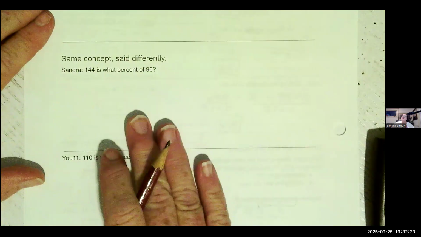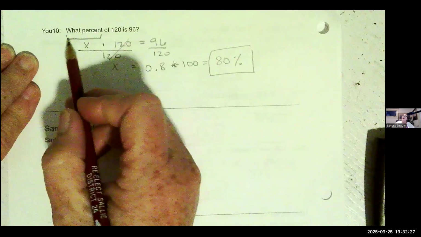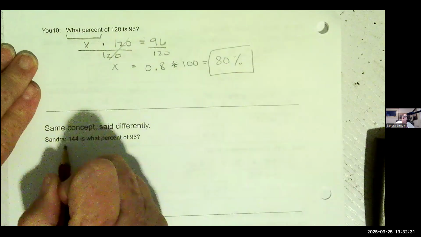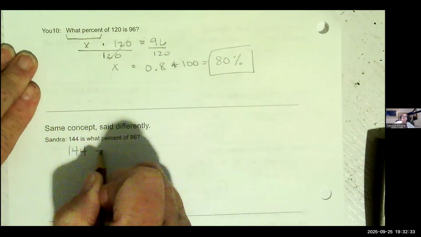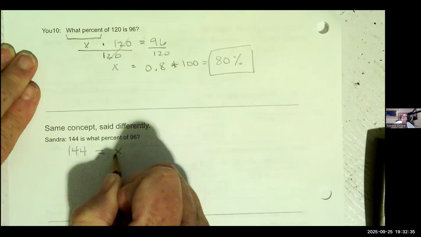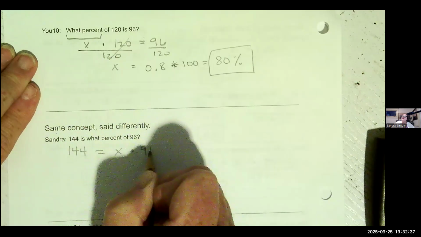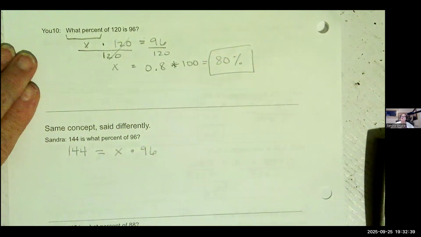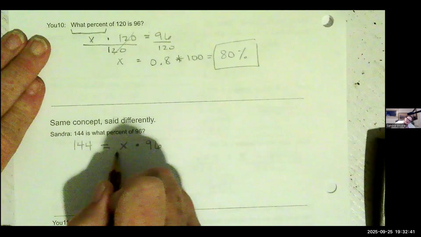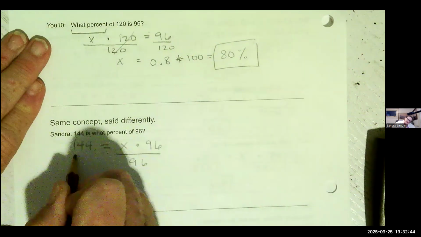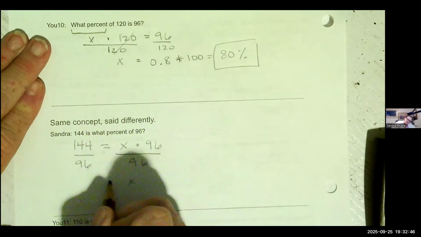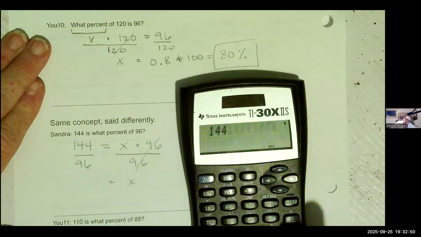Same concept, said differently. So instead of what percent of 120 is 96, we're saying 144 is what percent of 96? Again, we're solving for X. I'm going to divide both sides by 96. These reduce. 144 divided by 96 is 1.5.